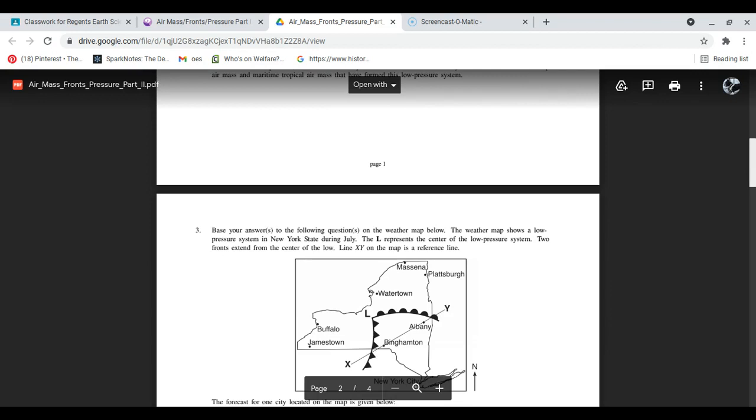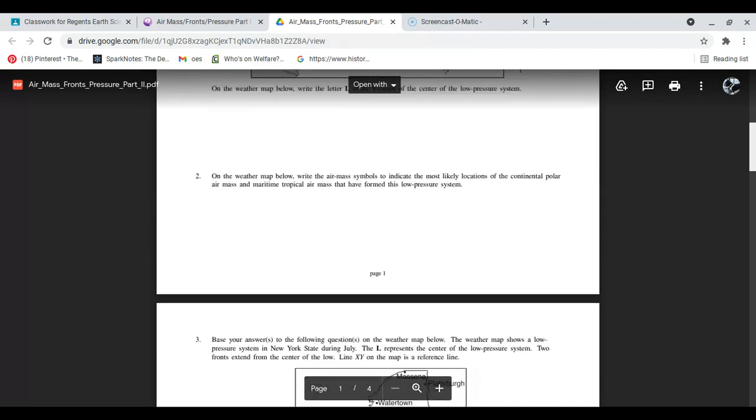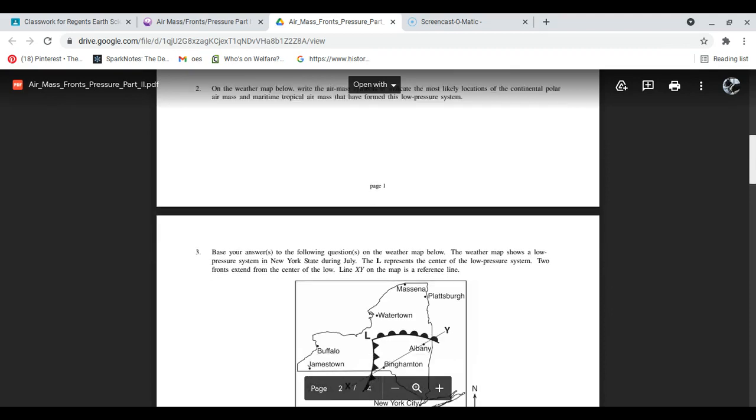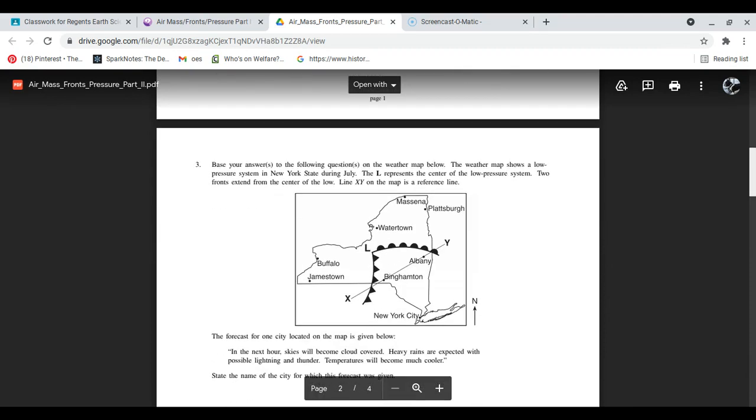And actually, if you look at number 3, it kind of tells you right where the L goes if you're not 100% sure, because they told you basically where that L is. Awesome. All right, let's see what number 3 wants us to do. It's got an L representing the center of a low pressure system. Two fronts extend from the center of the low. The forecast for one city located on the map is given below.